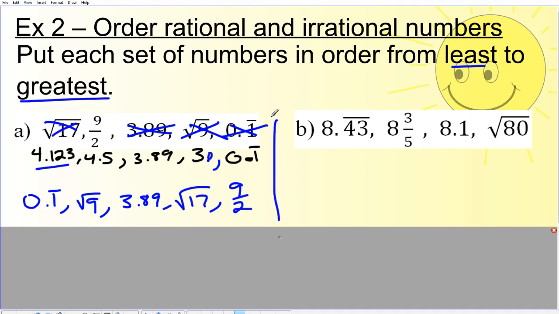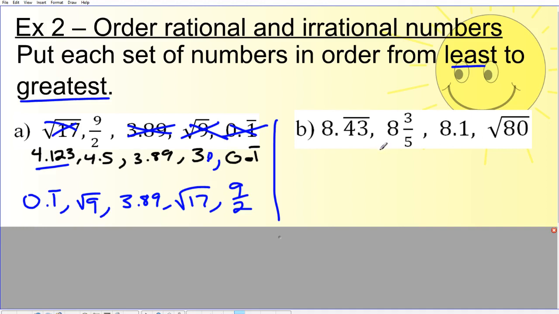So I took each number, I changed them all into decimals. I then figured out which was the smallest number, and I wrote down the original form. And I kept doing that until I ran out of numbers, until I got to the biggest one. I'm doing the same process again here for letter B, and then you're going to have a couple for you to try. No, I guess one down there.